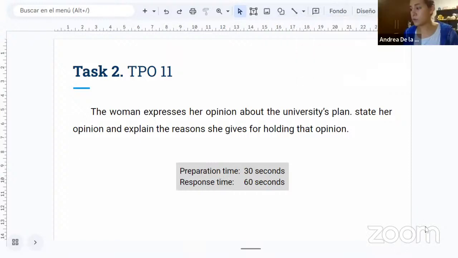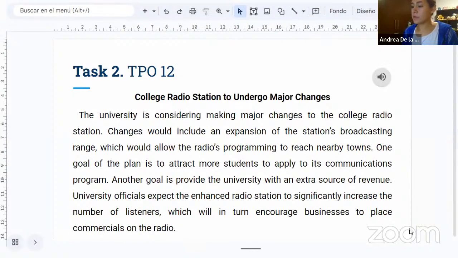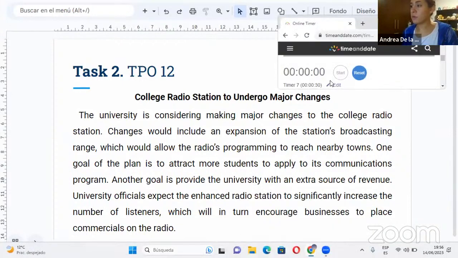Hey guys, sure. I don't know if we have time for one more. I think we can do one more, right? So everybody, let's go with this one. Before we go, remember you have 45 seconds to read.